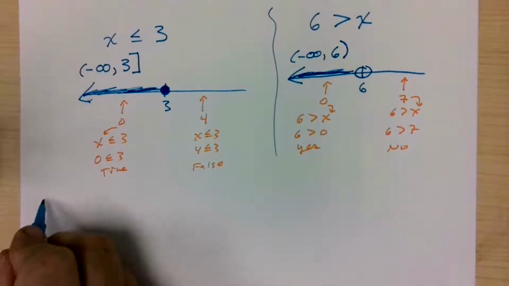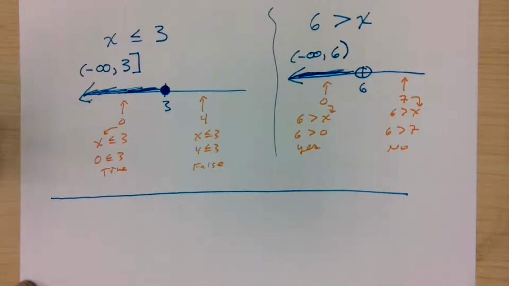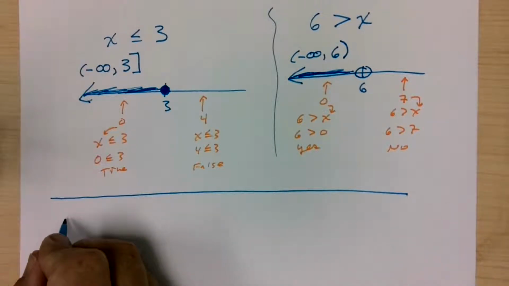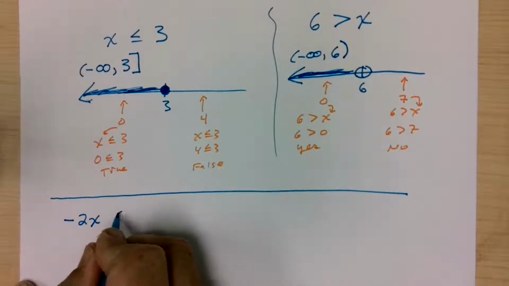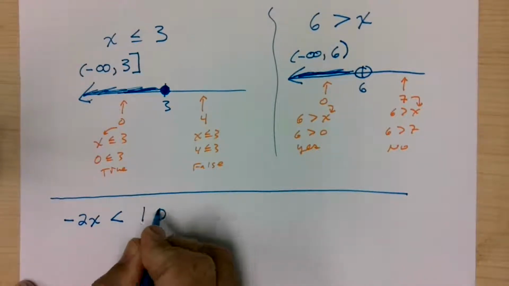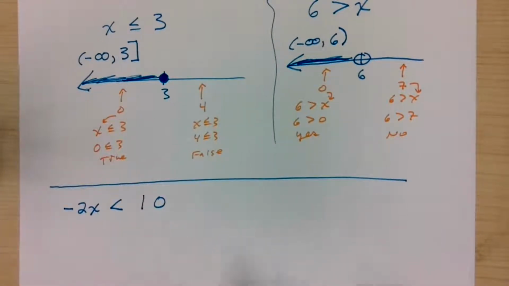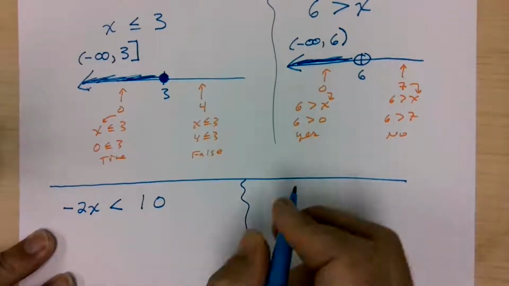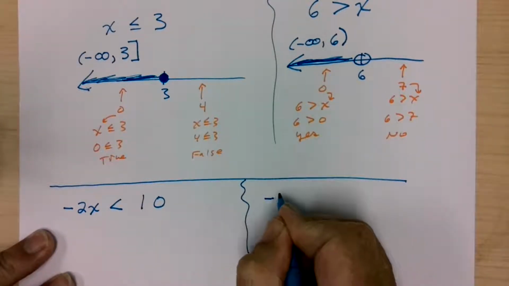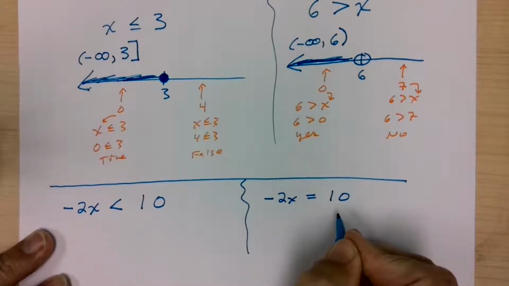Let's do one more of those if we can. How about negative 2x is less than 10? What is my strategy here going to be? Well, I'm going to do it as an equal. If I'm working off of inequalities, I solve them first as equals. So I'm going to say negative 2x equals 10 to find my cut point.